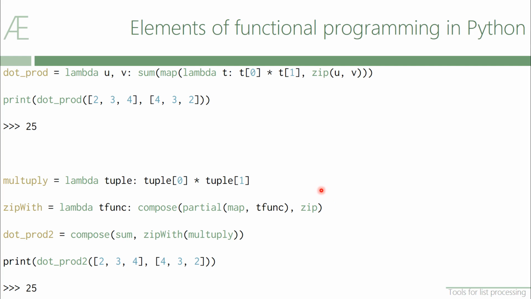Suppose we want to define a dot product function for two vectors stored as Python lists of the same length. We could define the function straight away like this. Or we can make things more clear and define it as the composition of the sum of the list and zip-with a multiply function. This multiply function has been defined earlier, and it takes a pair and returns the product of its elements.